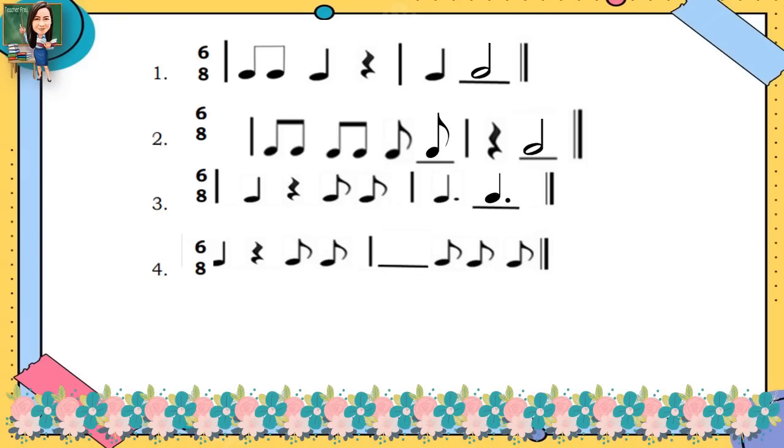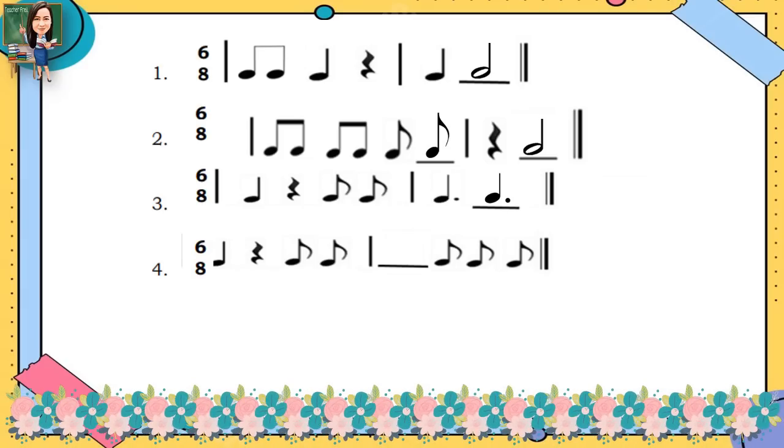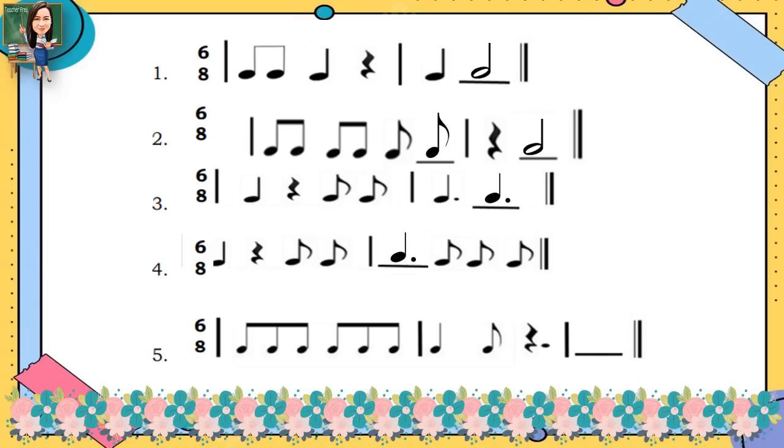Number 4. The missing note is in the second measure. What is this? Very good. The missing note is dotted quarter note. And for number 5, the missing note is in the third measure. What is this? Very good. The missing note is dotted half note.